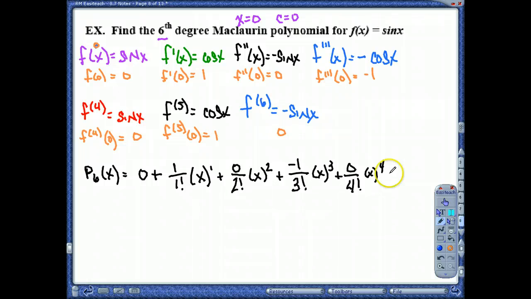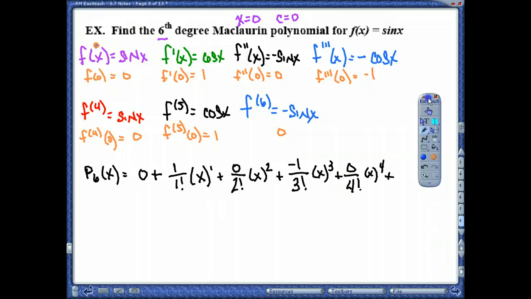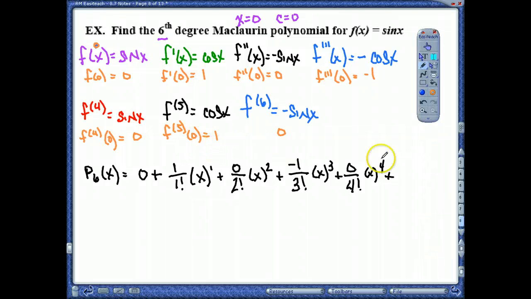I'm squeezing it on, kids. You just wait and see. The fifth derivative at 0 is 1, so that's going to be 1 over 5 factorial x to the fifth, plus 0 over 6 factorial x to the sixth. Ooh, I told you I'd get that in there.